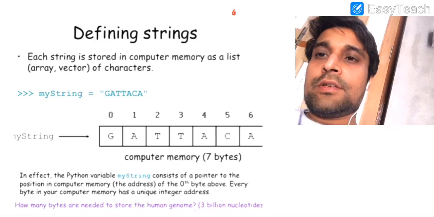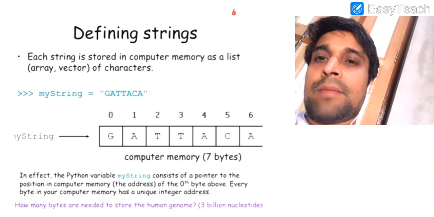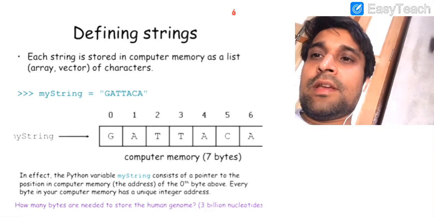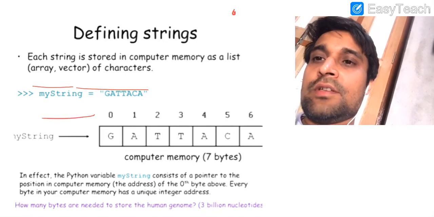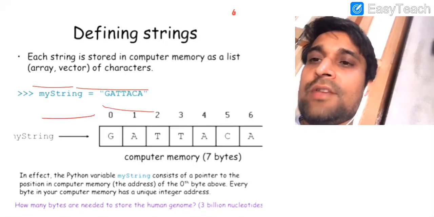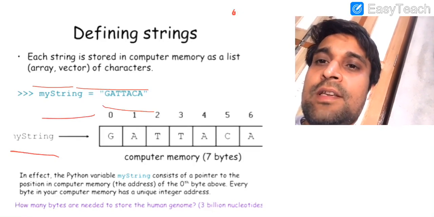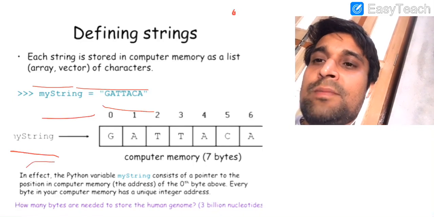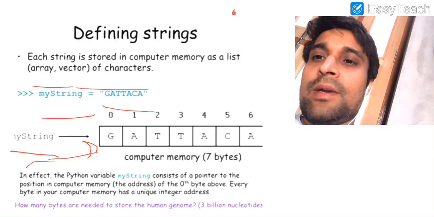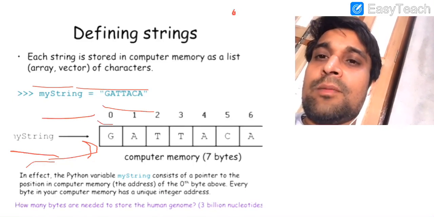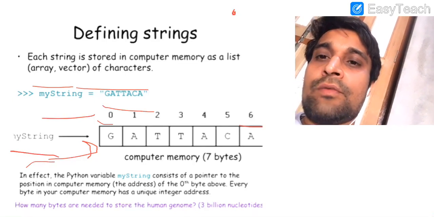Now let us discuss defining a string, meaning how the string is actually implemented in memory. A string is stored in memory as a list, or you can say an array or a vector. In our example we have written my string is equal to GATTACA. My string is a label or a pointer which is pointing to the location where our string GATTACA is saved. My string label will basically point to the very first element of the string, and the very first element is stored at index 0 and the last element at index length minus 1, and this is forward indexing of the string.